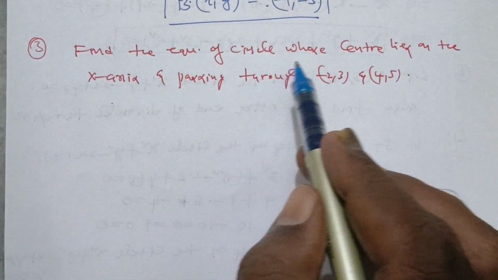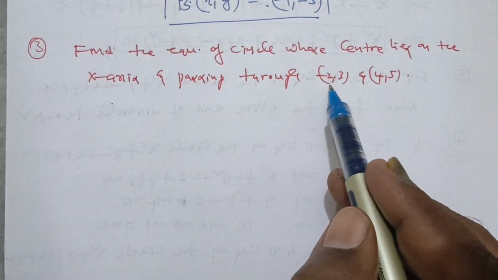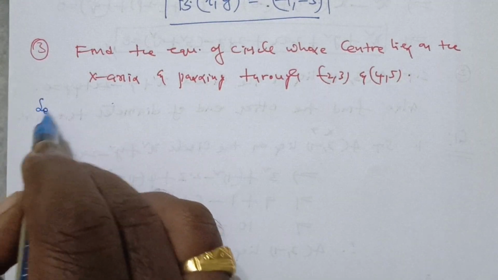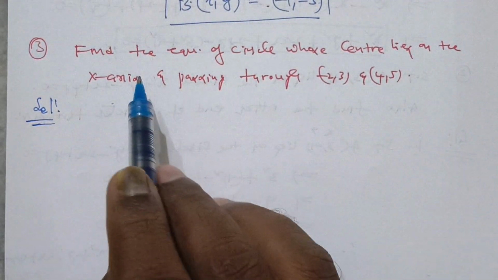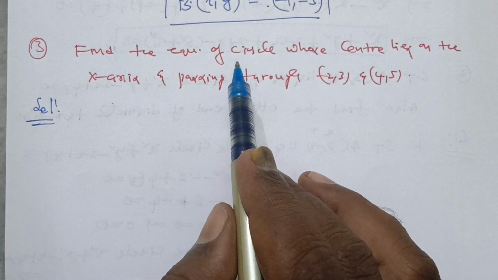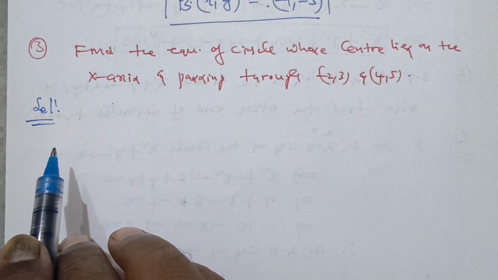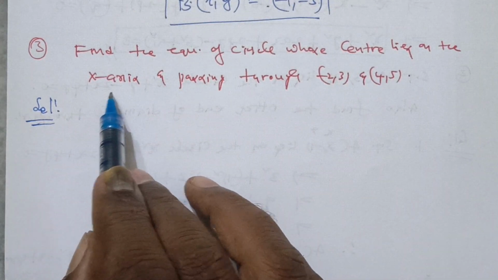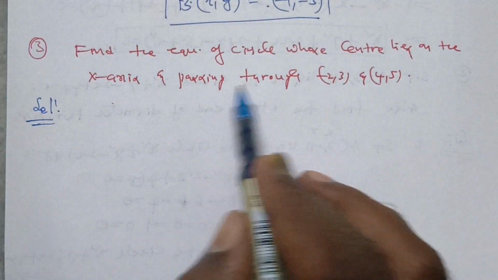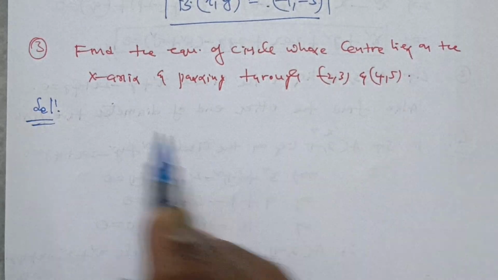Find the equation of the circle whose center lies on the x-axis and passing through the points minus 2, 3 and 4, 5. Solution. Given the required circle's center lies on the x-axis. That is the information given, and it passes through these points minus 2, 3 and 4, 5.